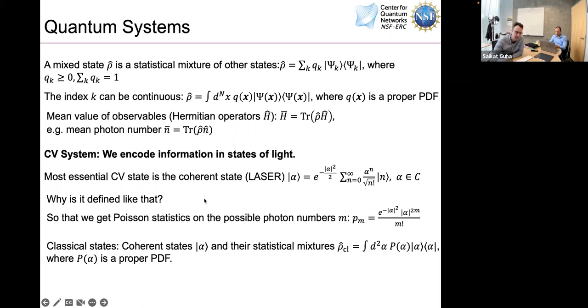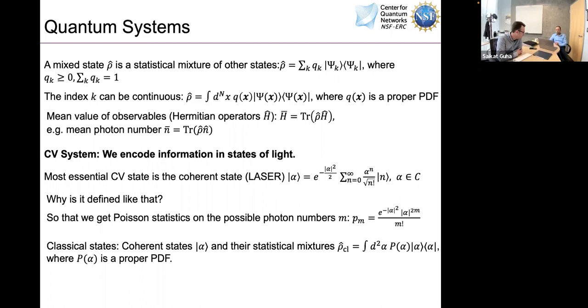Okay. Now, what is a continuous variable system? Well, a continuous variable system simply means that we use states of light to do our quantum information tasks. The most essential CV state, because you start to build everything from that specific state, is the coherent state that Saikat introduced in the previous module. I chose to define it like that.